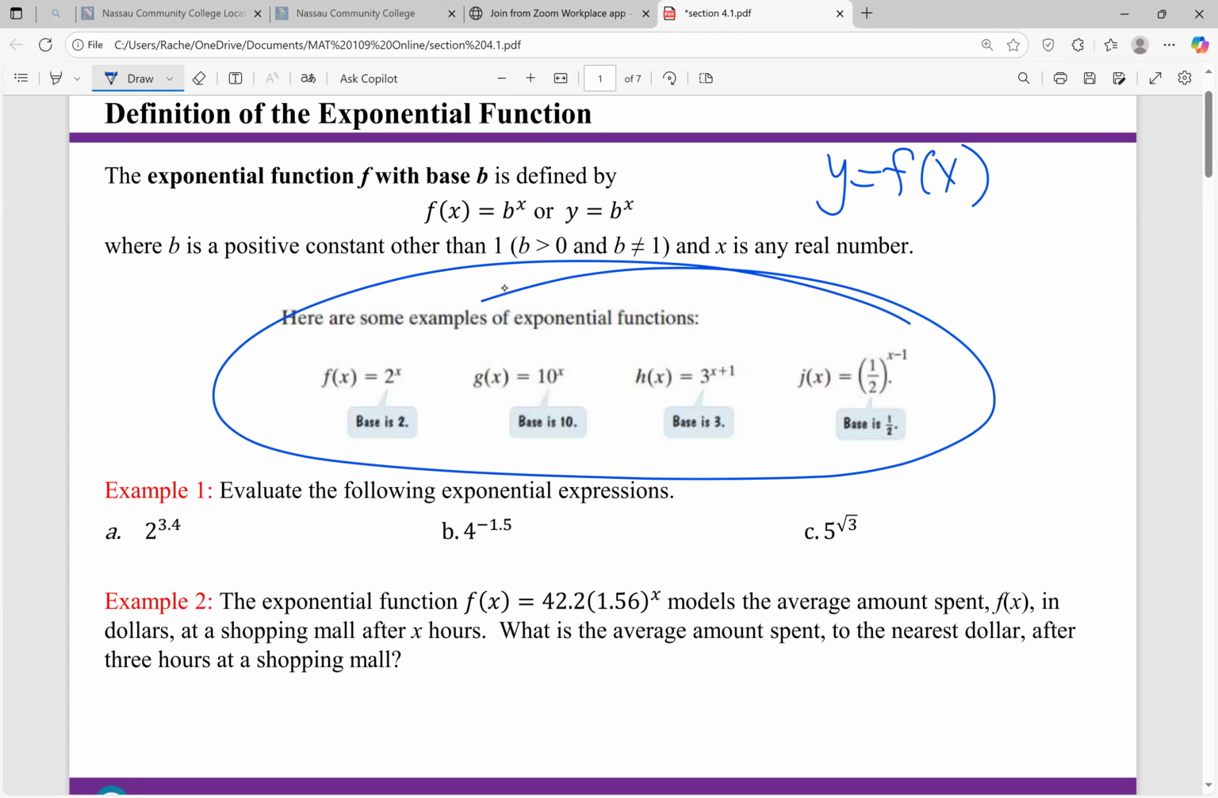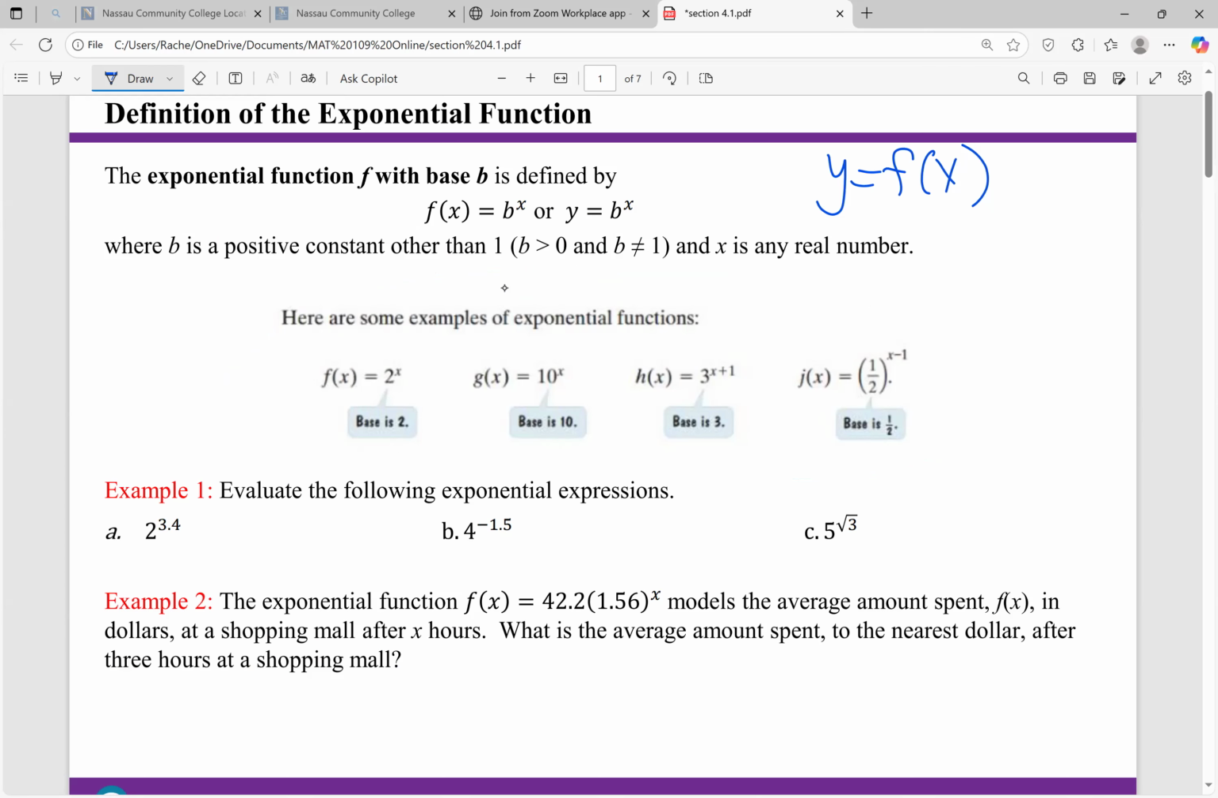So let's just practice evaluating exponential expressions. So A, we're going to evaluate 2 to the 3.4. B will evaluate 4 raised to the negative 1.5. And C will evaluate 5 raised to the square root of 3. So we're just going to plug these in the calculator. So I'm going to screen share my calculator, and let's just practice using our exponent key in the calculator.